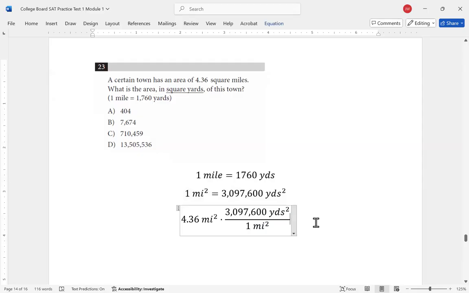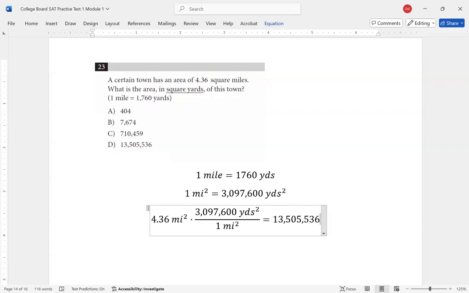When you do these calculations, the square miles will cancel each other out, and you'll end up with 13,505,536 square yards.